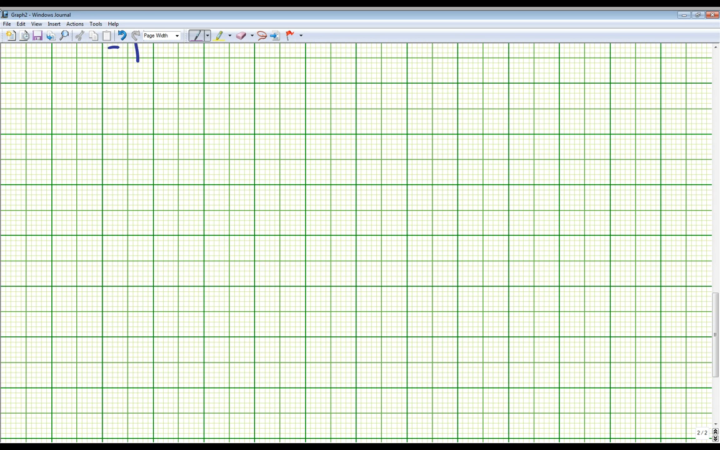So example 2 on page 129 says using properties to write equivalent expressions. Again, we're being asked to simplify some expressions. So we'll write the word simplify. And the first expression for question A says to simplify 9 times 0 times p.